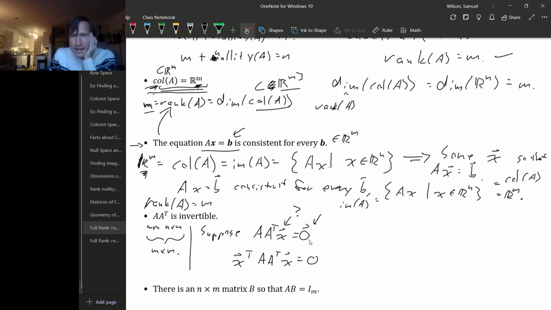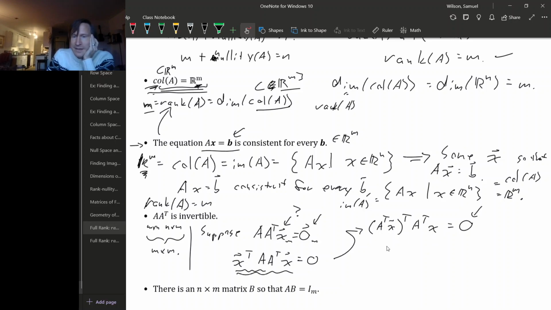Okay. Both of these are size m, here and here. But we can rewrite the left-hand side of this equation like this: A transpose x, transpose, times A transpose x equals the scalar 0. Remember, one property of the transpose is that the transpose of a product is the product of the transposes, but the other way around. So here I'm using that property, but backwards.